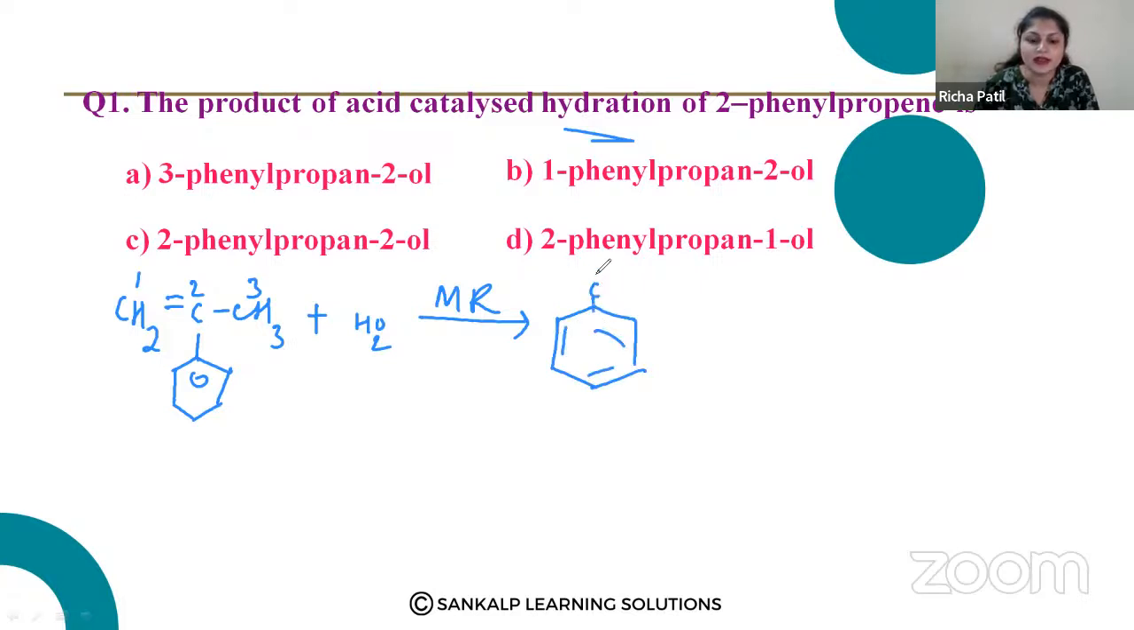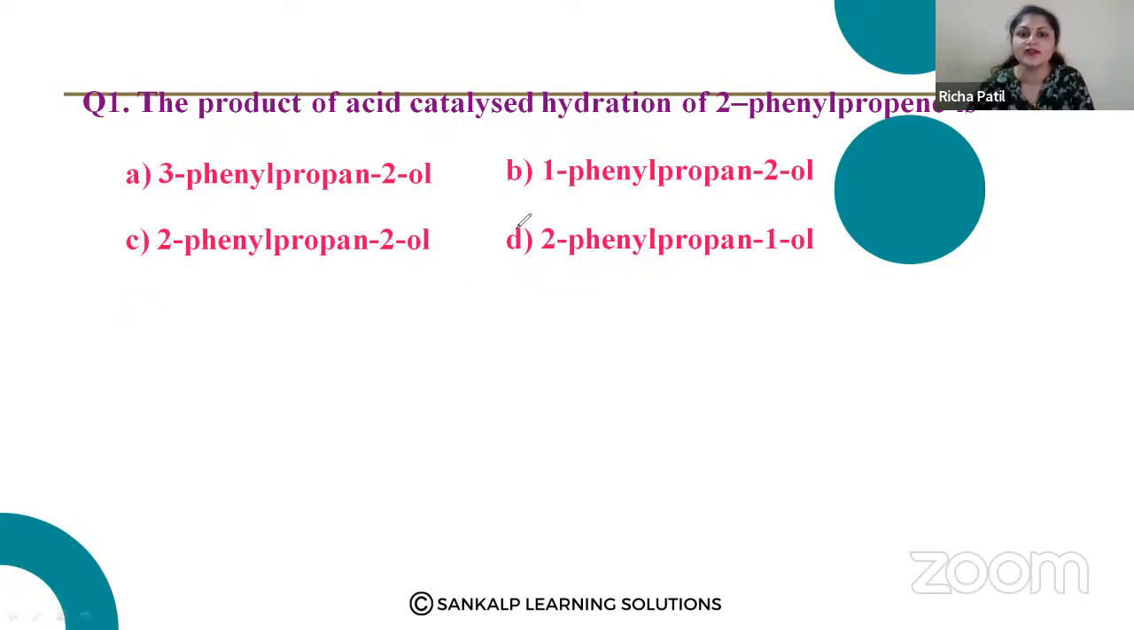So it will be C(OH)(CH3)(CH3) with the phenyl, so it is 2-phenyl propan-2-ol, like this. So like this you are going to solve. It undergoes acid catalyzed hydration of 2-phenyl propene, following Markovnikov's rule. OH will be added to the carbon having the least number of hydrogen atoms, and the hydrogen will be added to the carbon having more hydrogen atoms across the double bond. So it follows Markovnikov's rule. So this is the first one, and the answer is C.